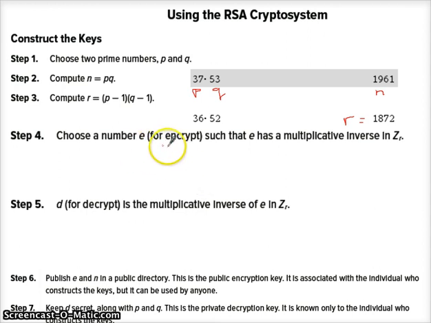Choose a number E for encrypt. Oh, that's helpful. Such that E has a multiplicative inverse in ZR. Now that was explained slightly differently in the other video, in the other process. Okay, I'll stop comparing them. Let's just do this. Choose a number E such that E has a multiplicative inverse in ZR. Well, that just means that it's an E in ZR. Of course, we're modding by 1872. By having a multiplicative inverse in ZR, that basically means that there's going to be another number under 1872 such that when I multiply them, they will make a product that is 1 mod 1872.